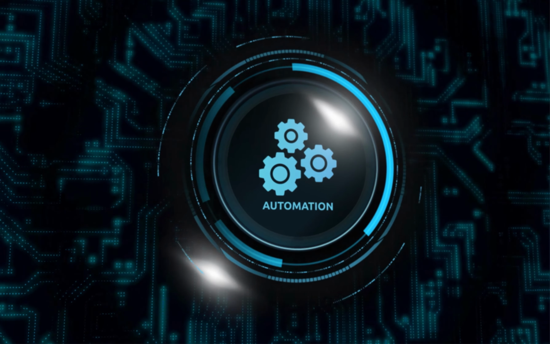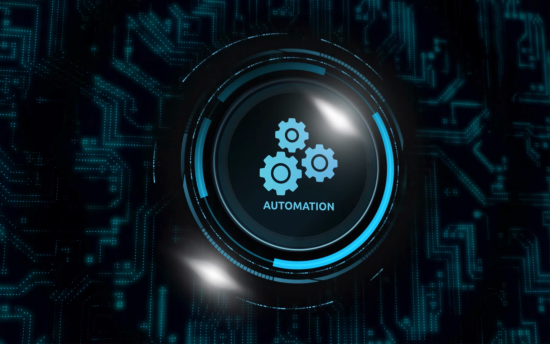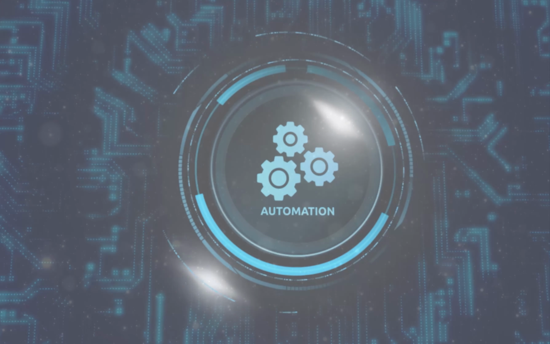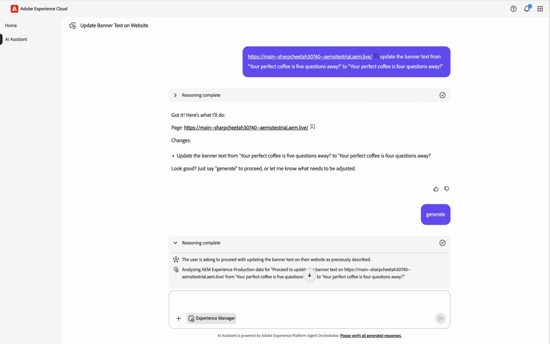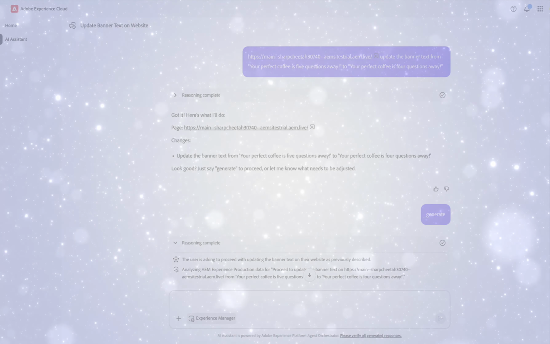Let's take an AEM example to understand it better. Imagine you need to update text on a page. Now, instead of knowing the page path and opening it in the editor, you just tell the agent what to change by supplying the live page URL. It does everything while you just check and approve. You still keep the full control, but the agent handles the heavy work like updating the content, finding assets, checking brand guidelines, and many more.